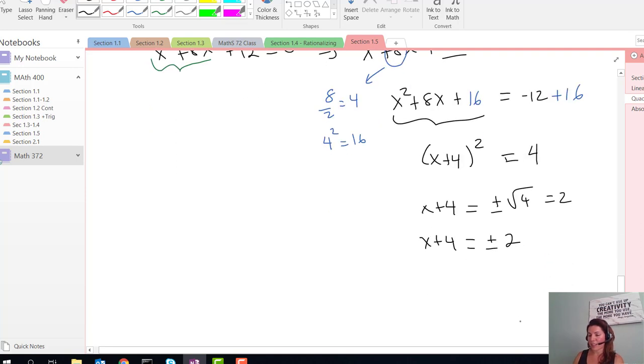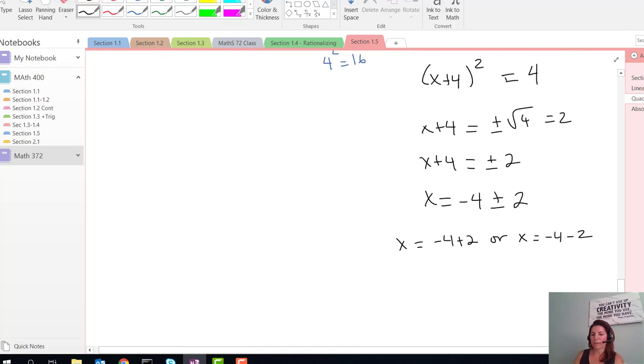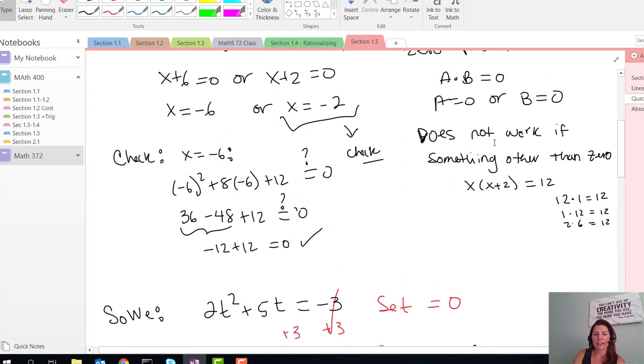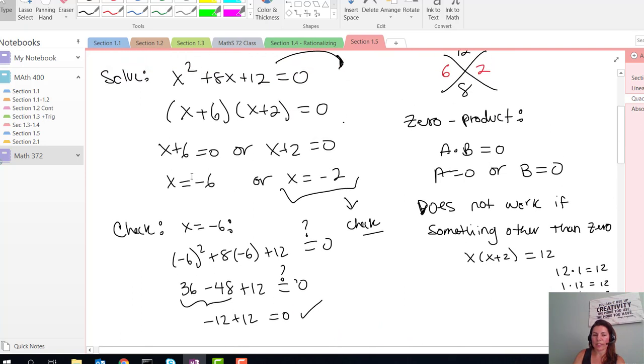Don't forget about that plus or minus. Anytime you take the square root of something, you get plus or minus. And then subtract 4 from both sides. So x is negative 4 plus or minus 2. And now you split them up. So x is negative 4 plus 2, or x is negative 4 minus 2. So we get x equals negative 2, or x equals negative 6. Going back at the top, notice that that's what we got: x equals negative 6, or x equals negative 2.